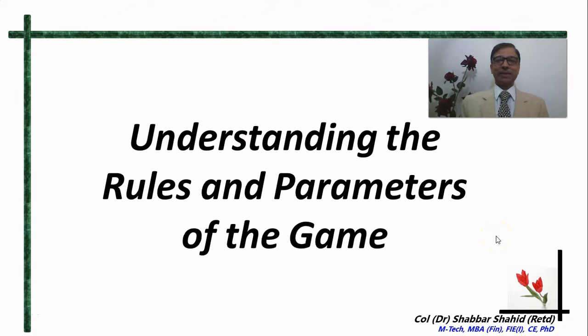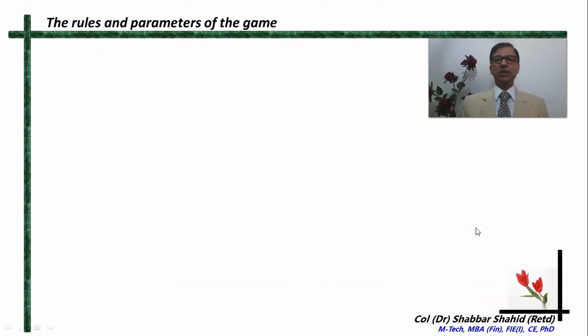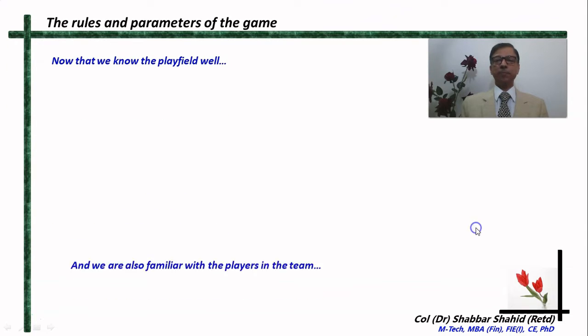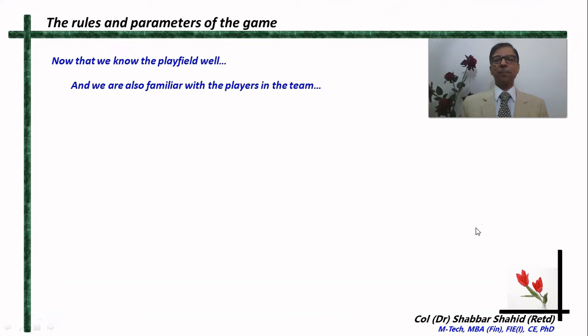So welcome back. Now we enter into the third section of the course where we shall talk something about the rules and parameters of the game. Alright. So now having understood the play field quite well and we are also familiar with the players in the team. We have discussed about them, the various players, investors, traders, arbitrators, hedgers and others. So now let us prepare to enter the game.